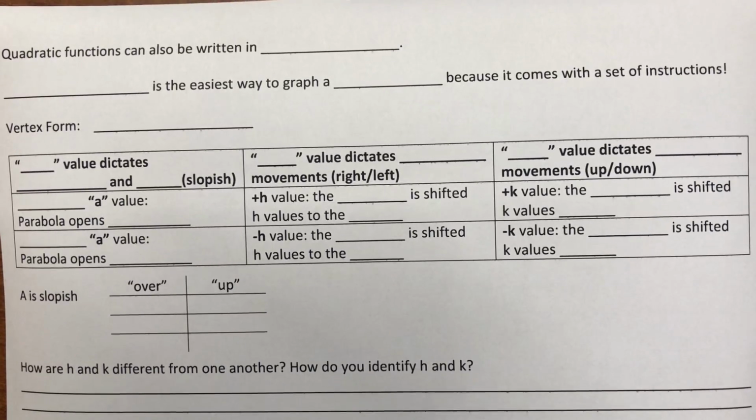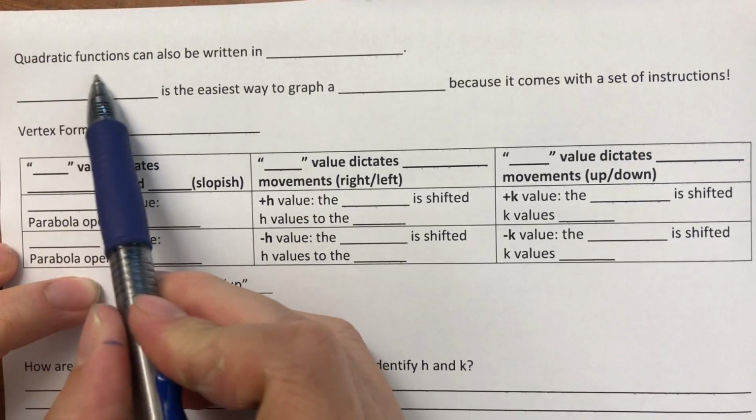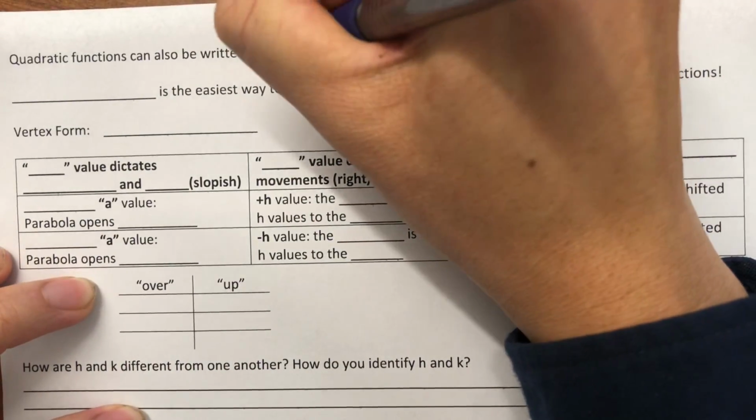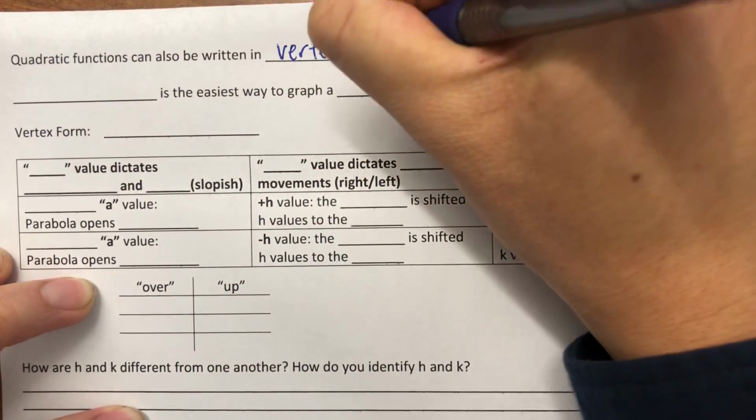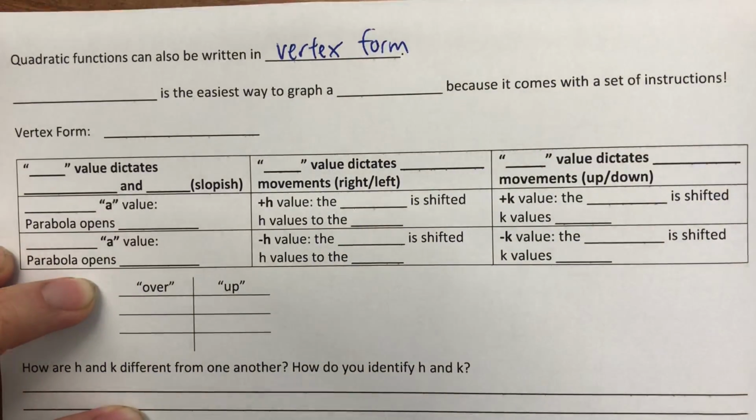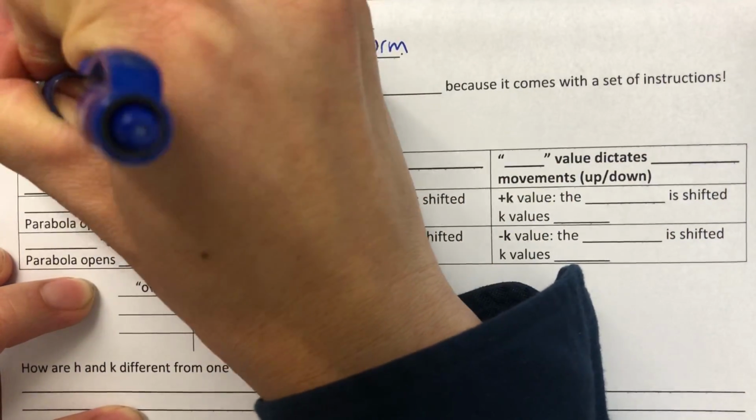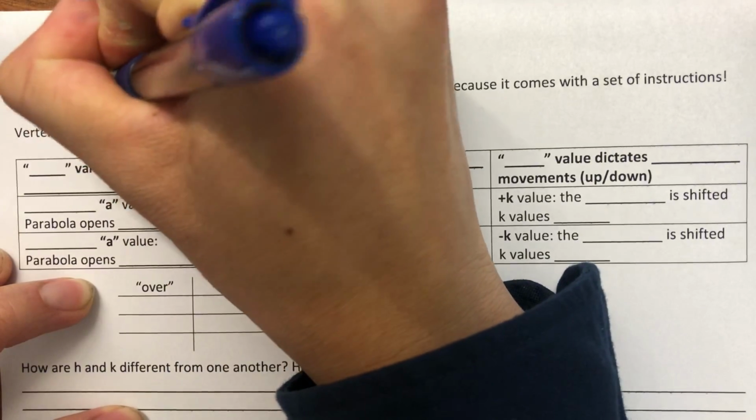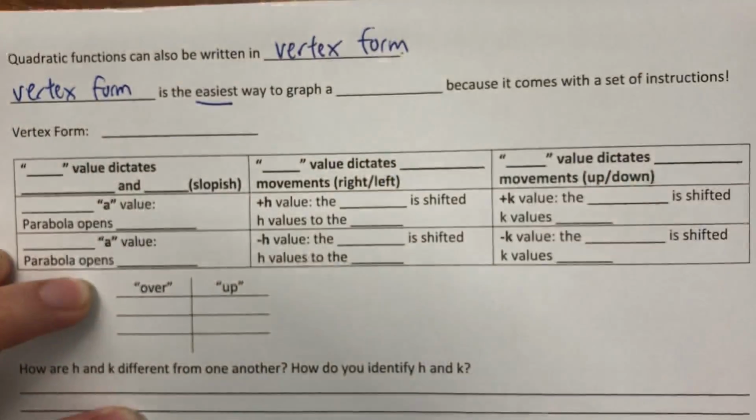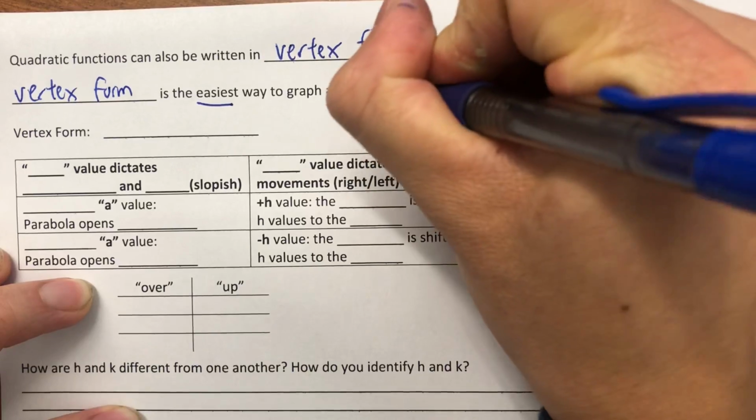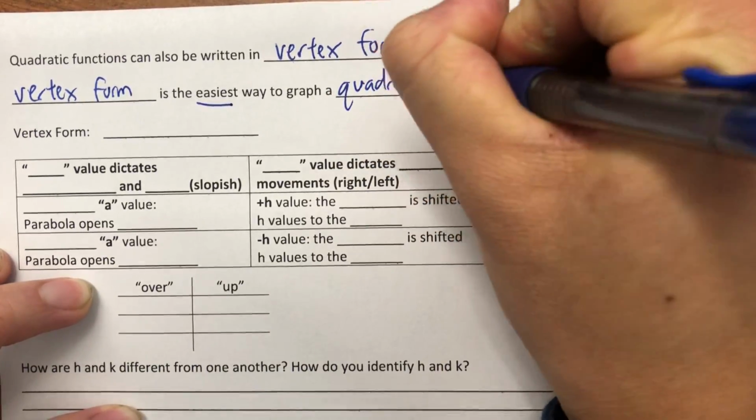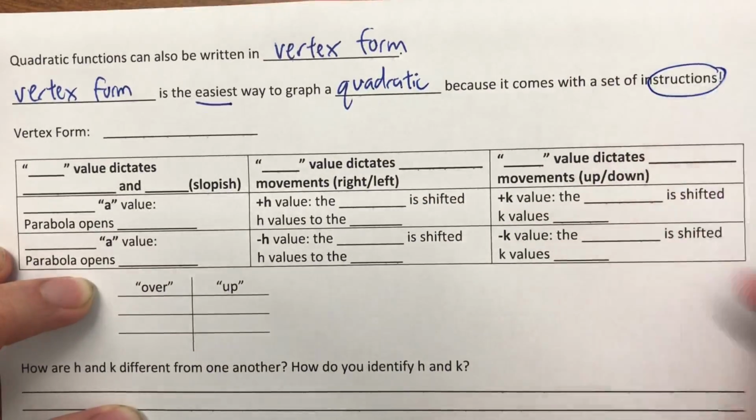Welcome to Graphing Quadratics. Today's topic will be transformations. So starting off, quadratic functions can be written in vertex form. Vertex form is the easiest way to graph a quadratic. It comes with a set of instructions.